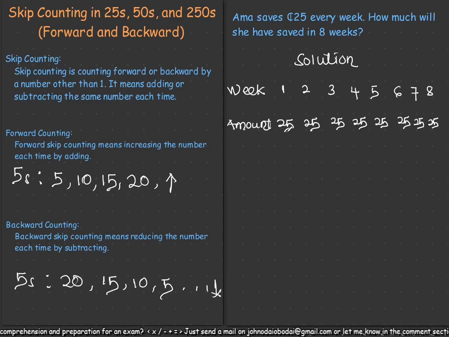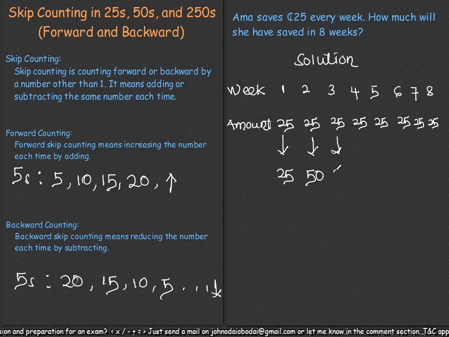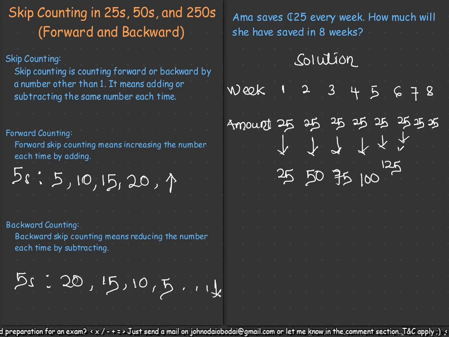On the first week, she's just going to save 25. And then on the second week, it is going to increase by another 25. That is, we are adding another 25 to it. So that gives us 50. On the third week, we have 75. On the fourth week, we have 100. On the fifth week, we have 125. On the sixth week, we have 150. On the seventh week, we have 175. And then on the eighth week, we have 200.